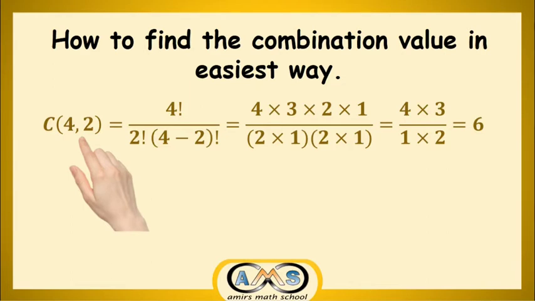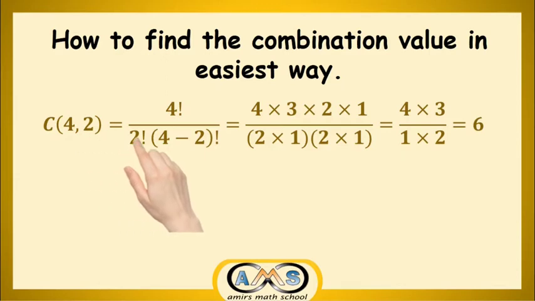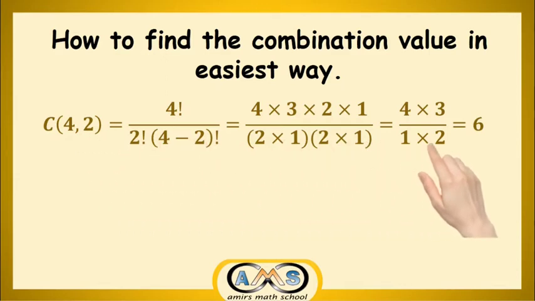If we directly write this C42 in this way, avoiding these middle 2 steps, that will be time saving and easier. So how can we write this C42 as this value? First, we write the multiplication form of factorial of r. In this case, 2. So the factorial form of 2 is 1 into 2.